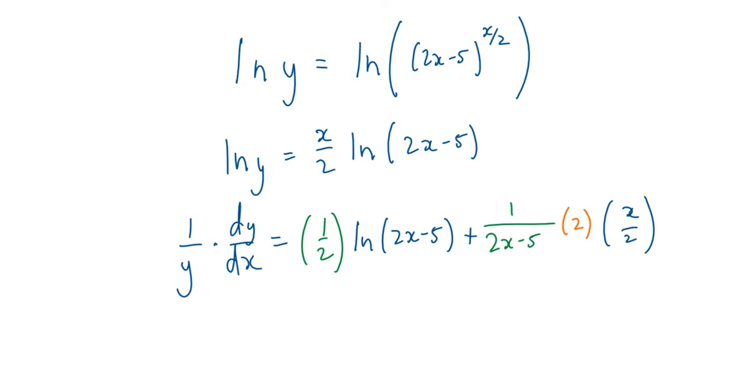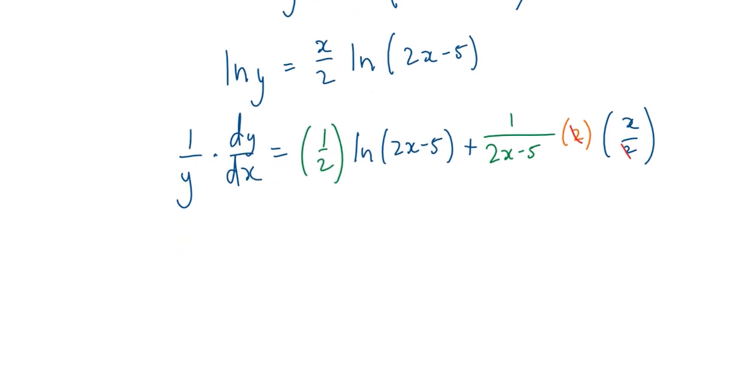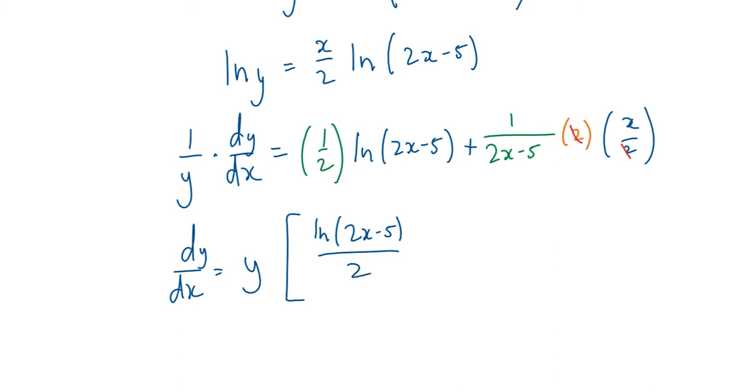I can see right away that these 2's are going to divide out, 2 and 2, there's one on top and one on bottom. And I can bring the y over, so dy by dx equals y times the ln of 2x minus 5 over 2 plus x over 2x minus 5.